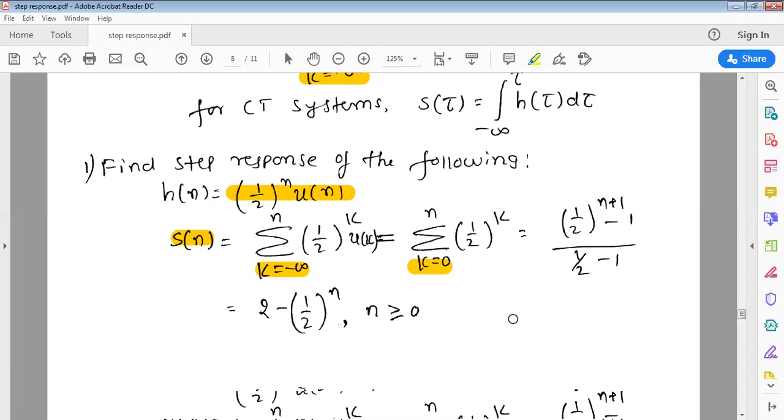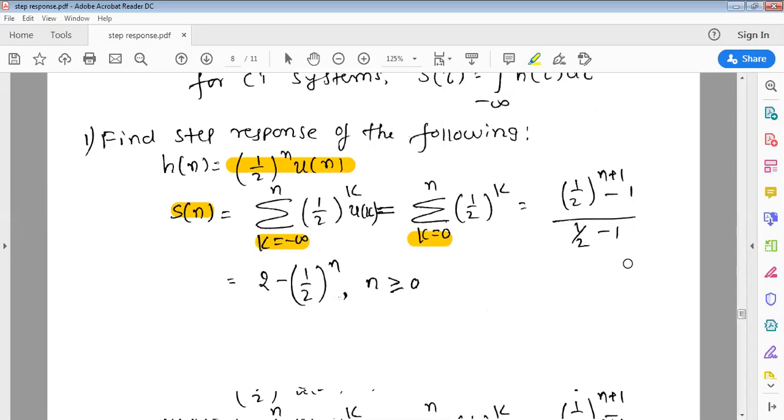So what is the answer? Summation for all k equal to 0 to n of a power k is equal to a power n plus 1 minus 1 divided by a minus 1. That is 1 by 2 raised to n plus 1, upper limit plus 1, minus 1, divided by 1 by 2 minus 1. So what happens? 1 minus 1 by 2 raised to n plus 1, divided by 1 minus 1 by 2, if you take the minus sign outside. So the 1 by 2 in the denominator comes to the numerator.